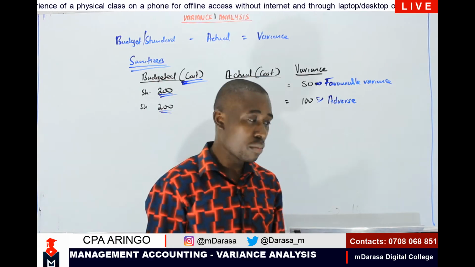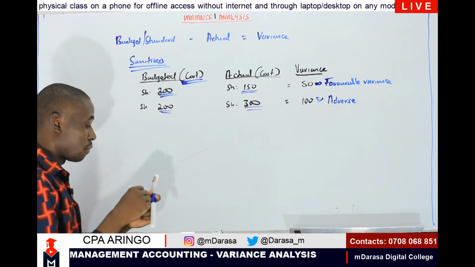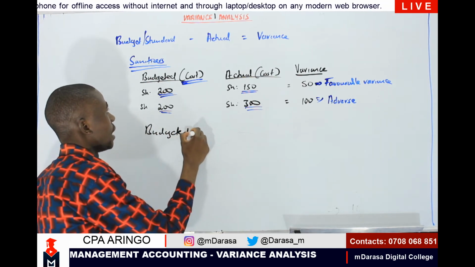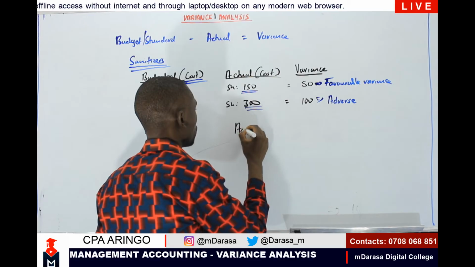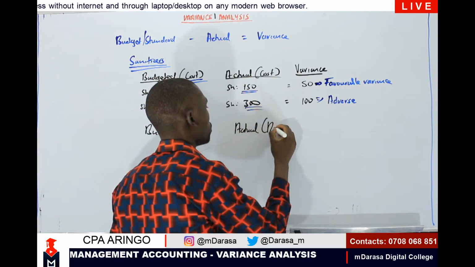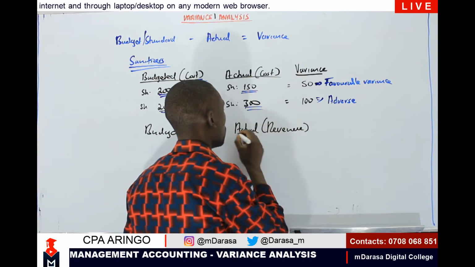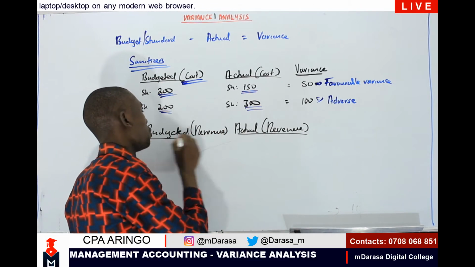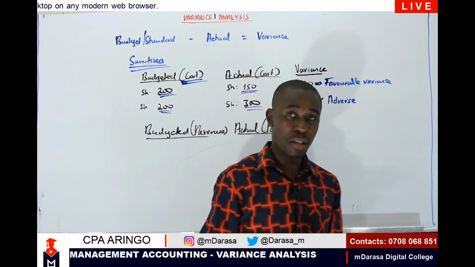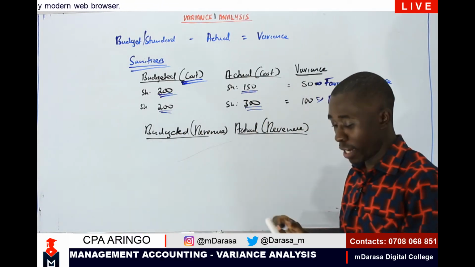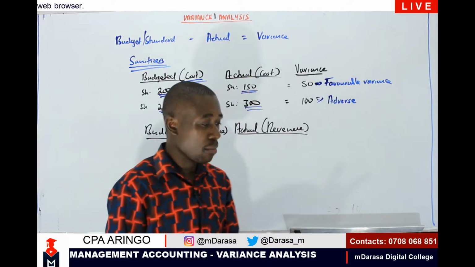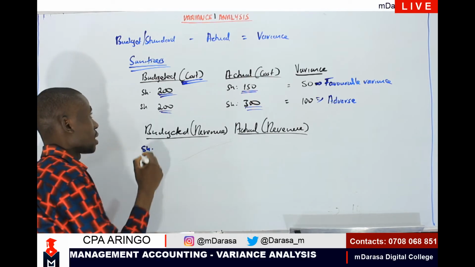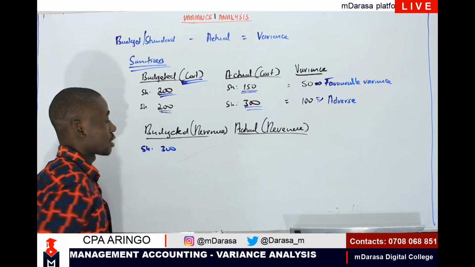Assuming this time round we are talking of revenue. Talk of budgeted, and talk of actual. This time round you are looking at revenue, your revenue. Now you are a seller this time. Remember, in the first scenario you were looking at it as a buyer. Right now you are a seller. Maybe you had budgeted to sell that sanitizer at 300 shillings.